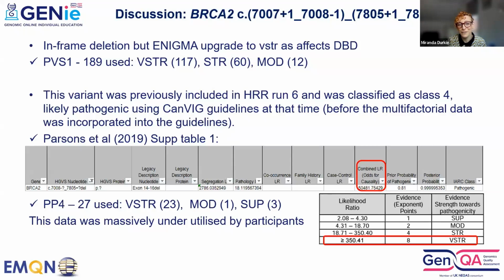Only 27 participants actually used PP4. The majority of them, 23, used it at very strong, 1 at moderate, and 3 at supporting. So it was generally well used when it was used, but it was massively underused by participants. And there's a huge wealth of data kind of in these publications, such as Parsons et al. Next slide, please.